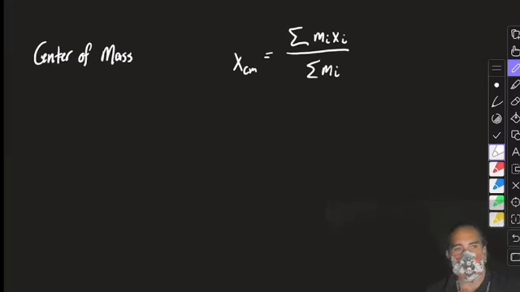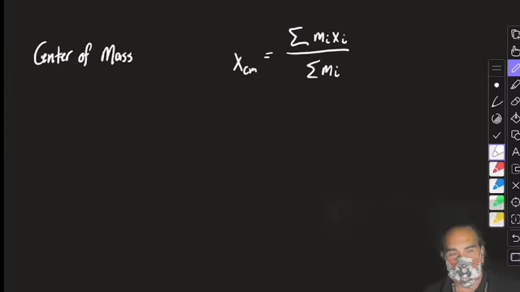First thing I want you to put in your notes. The center of mass is a location. It's a place. It's not a mass. It's where something is. The center of mass represents where the average mass of the system is.